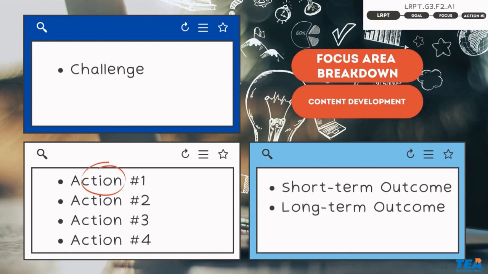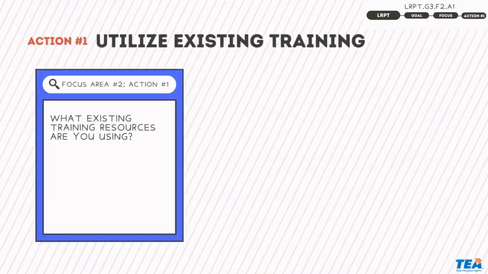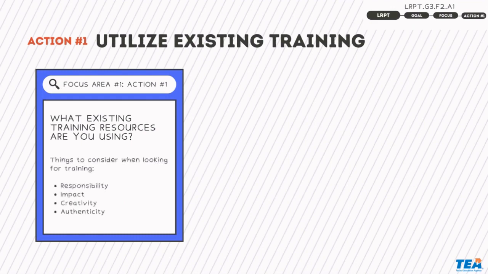We know the challenge. Now, let's think about our first action. Action number 1 is to understand and utilize existing training resources. When looking for training to utilize with students, it is valuable to consider that even though one main point is to help students learn to protect their digital footprint, it is also important to teach them how to curate it. Training with focuses that include responsibility and impact, as well as developing the use of their creativity and authenticity, is the most holistic approach to a digital footprint.